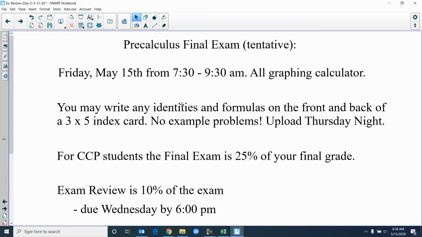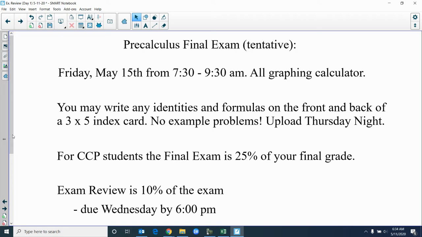So right here again, let me just hit this again. Friday, May 15th. You may write any identities and formulas on the front and back of a 3x5 index card. Obviously, that would be the same as two fronts. No example problems. Upload Thursday night. I'm going to show you where to do that.